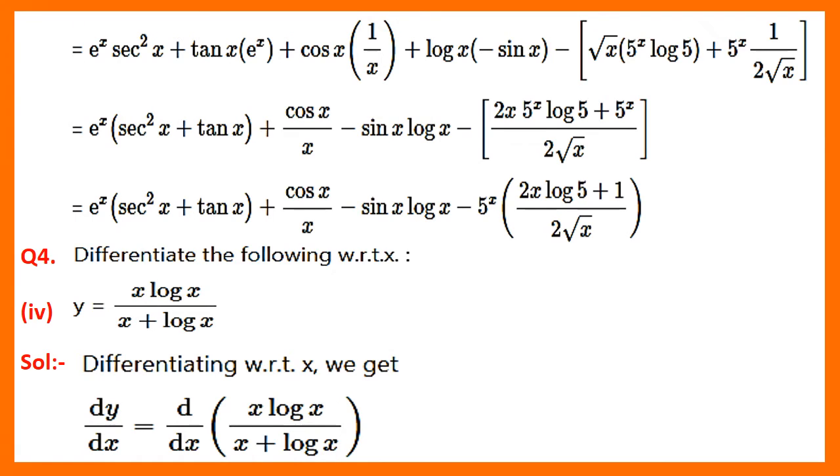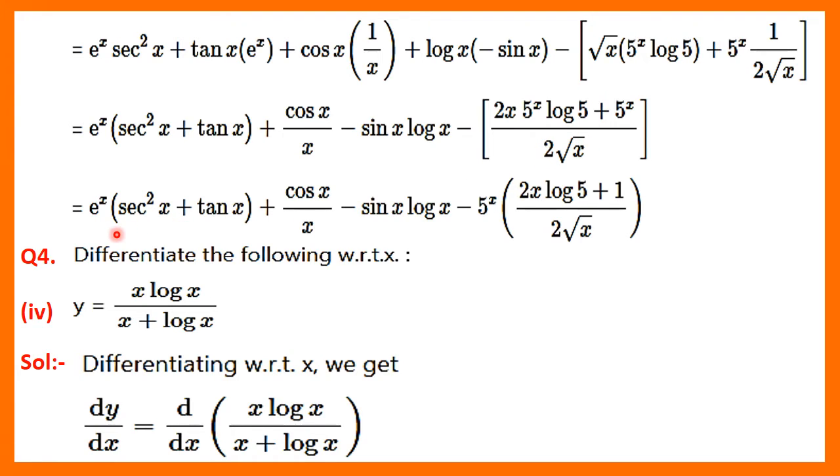Here in the first two terms e raised to x is common, so it is taken out, and e raised to x into the remaining terms: sec square x plus tan x, and the next term cos x divided by x, and there is a minus sign in the next term, so it is taken in front of the function, that is minus sin x log x, minus. In the last two terms we made the denominator equal for both terms by cross multiplying, that is 2 root x into root x is 2x, into 5 raised to x into log 5 plus 5 raised to x, whole divided by 2 root x.